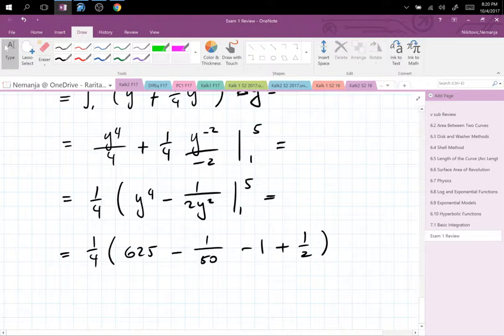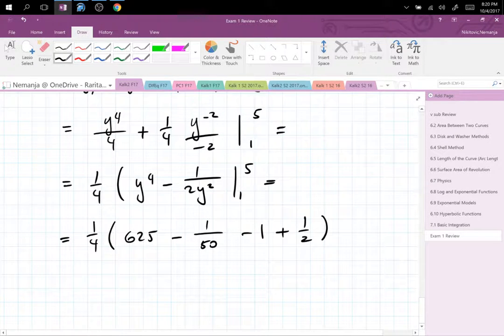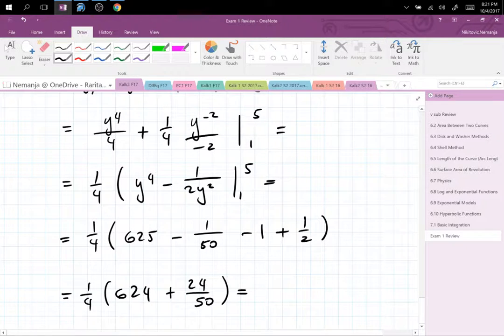So this is our calculation that we need to work with. The great thing is 625 minus 1 is 624. 24 is divisible by 4, so we can reduce that. So we have 1/4 of 624, and now this is times 25, so 24 over 50. And this is great. So 4 into 6 goes once, 4 into 22 goes 5 times, 4 into 24 goes 6 times, plus 6 over 50.